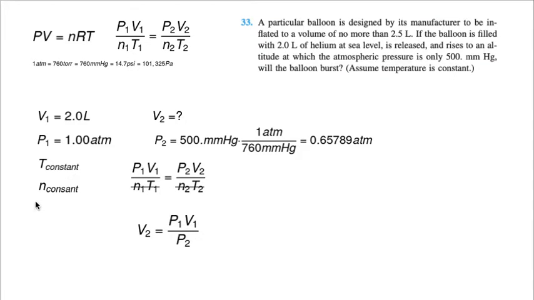So temperature is constant and the balloon is sealed, so moles are constant. We will use our change in gas equation. So P1V1 over N1T1 is equal to P2V2 over N2T2. And since moles are constant and temperature is constant, we just have this equation right here. And solving for the variable that we require, V2, we can set this up and substitute in our values. And if V2 is more than 2.5 liters, that designation by the manufacturer, then our balloon will burst.